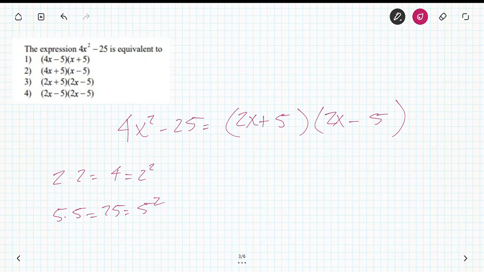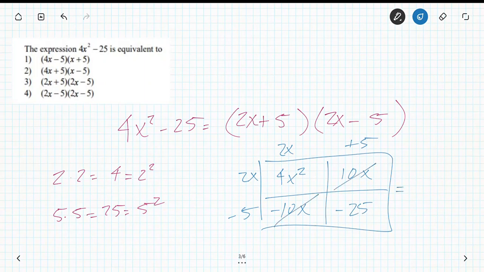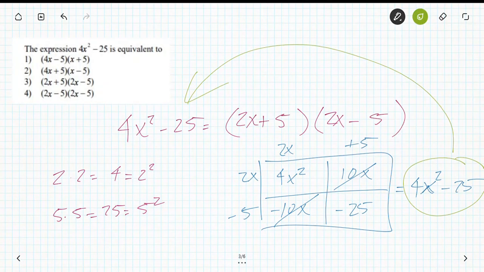Okay. How do I check? Again, box method. The more experienced you become in this skill, the less you'll have to check, but for now, let's just make sure. So we have 2x and a positive 5, and 2x and a negative 5. Here I'm going to get 4x squared, then a 10x, here negative 10x and negative 25. I eliminate my like terms, and I end up with 4x squared minus 25. And that is the same thing as what I started out with.